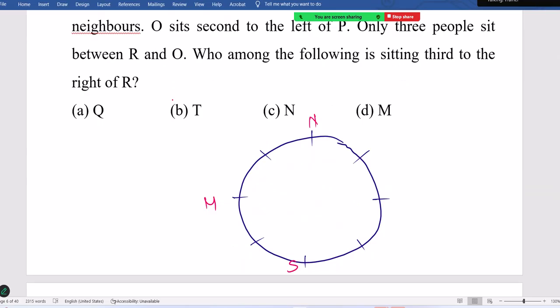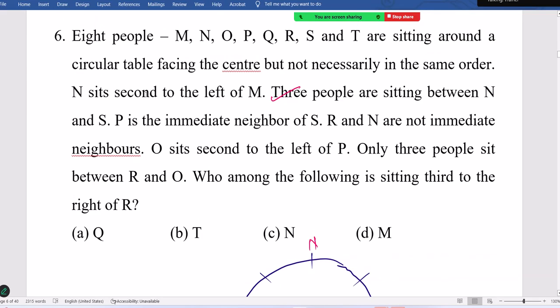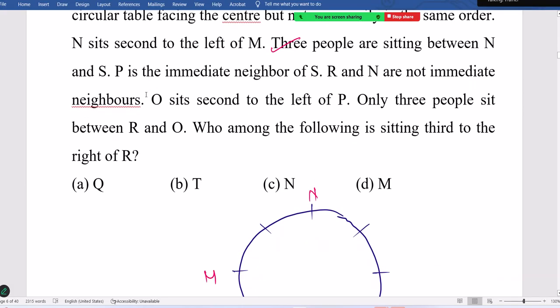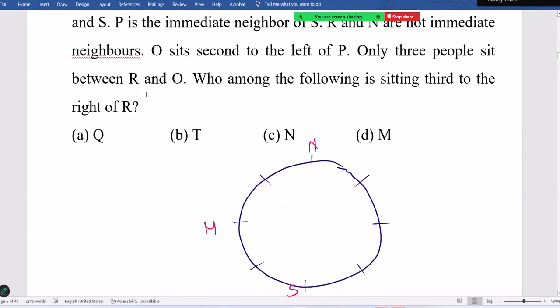O sits second to the left of P. Only 3 people between R and O. O sits second to the left of P. If P here, first left, second left. If P here, first left, second left. 2 possibilities are there. Okay, fine. N sits second to the left of M. That's the only thing. 3 people between N and S. That's fine. Now related to N, M and S: P is an immediate neighbor of S. O is second to the left of P. R and N are not immediate neighbors.